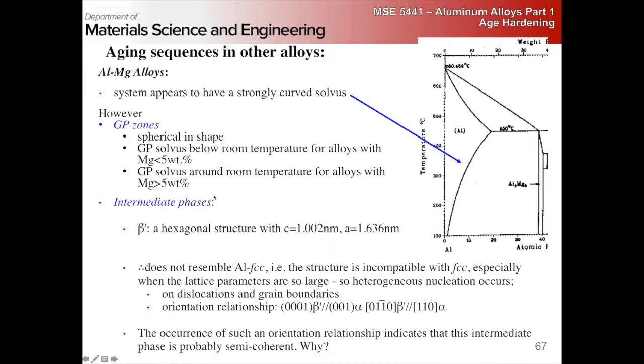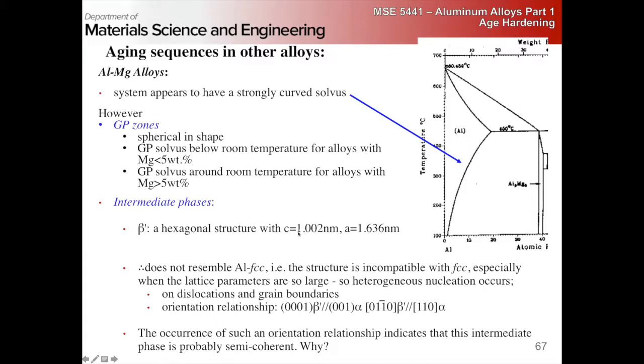So the intermediate phase after the GP zones is beta prime. This is a hexagonal structure, right? With a c over a ratio pretty close to ideal if it were a single atom type, right? But what do we notice right away about this? Aluminum's FCC, beta prime is hexagonal, so that means it's going to be incompatible, right? Our lattice parameters are quite different. The lattice parameter of aluminum is 1.4.